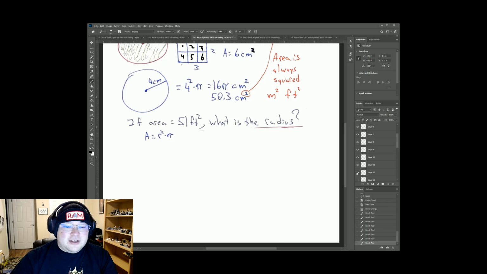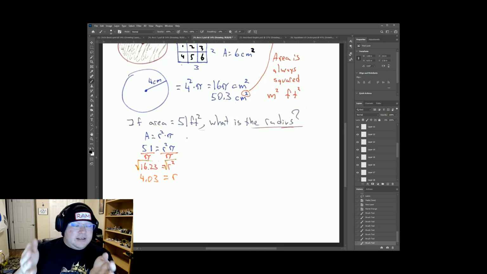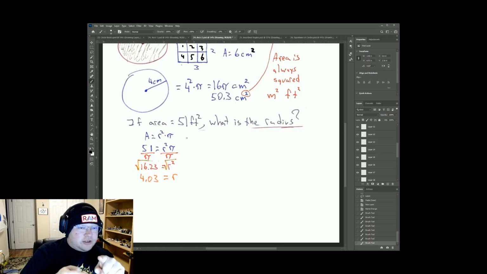Okay, if the area equals 51 square feet, what is the radius? Put it in the formula. Area equals r squared pi. 51 is the area, equals r squared pi. Divide both sides by pi. You get 16.23 equals r squared, and then the opposite of squaring something is square rooting it. Boom, 4.03 equals the radius. So just always remember, if I'm asking you for something slightly different, you can just plug it into the formula, and you're working backwards.